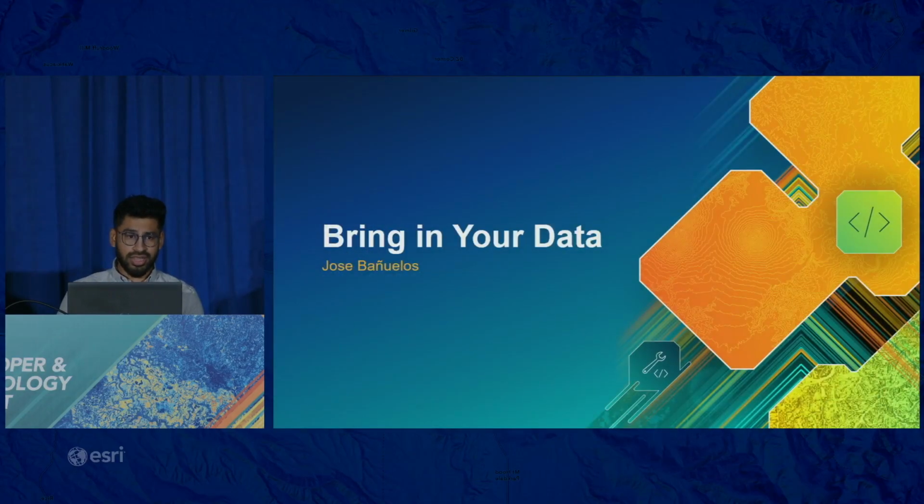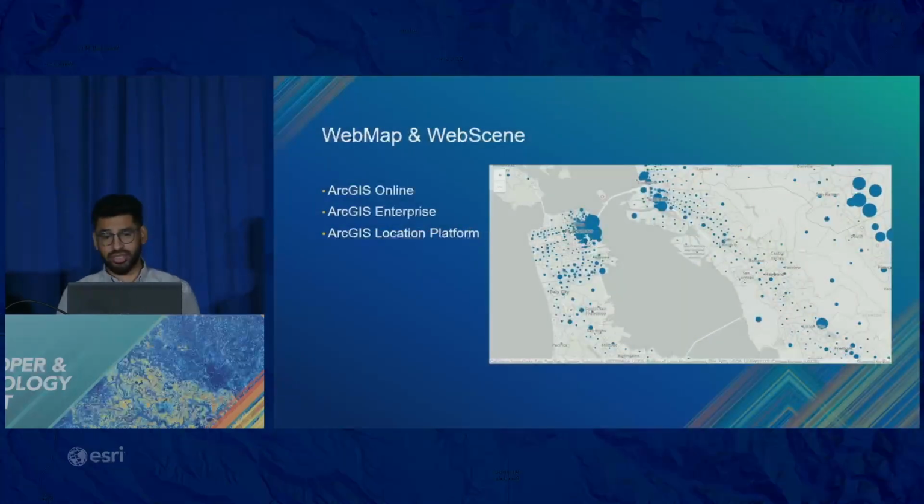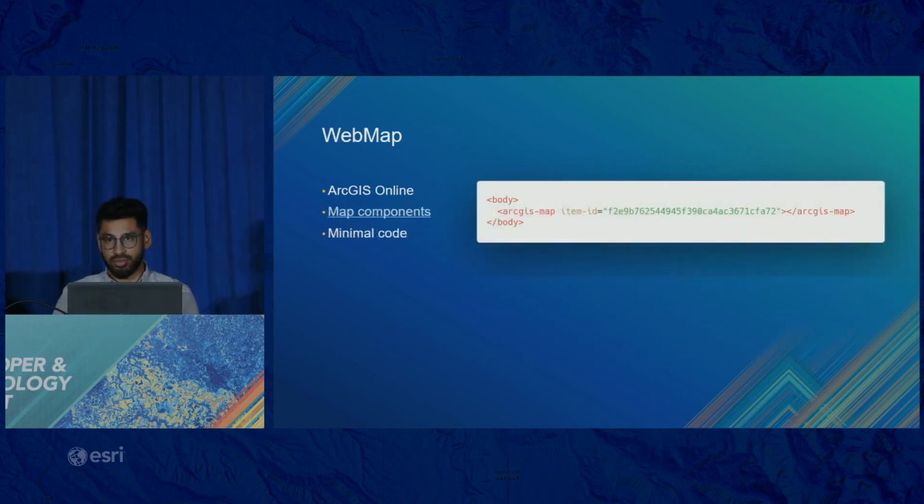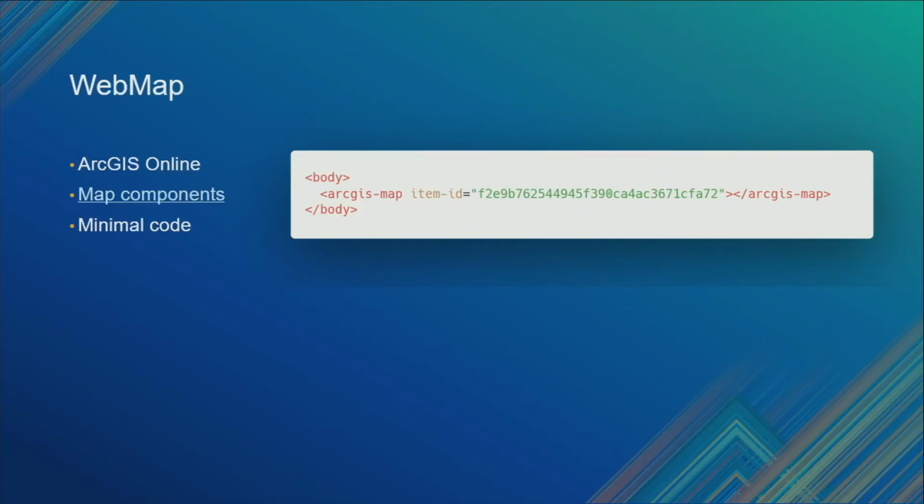So first, the easiest way you can bring in your data is through a web map or web scene, a pre-configured web map or web scene from the map viewer in either ArcGIS Online, Enterprise, or the ArcGIS location platform. And when I say easy, that means for us, working with the Maps SDK and the map components, it's as easy as just a single line of code, in this case, HTML.